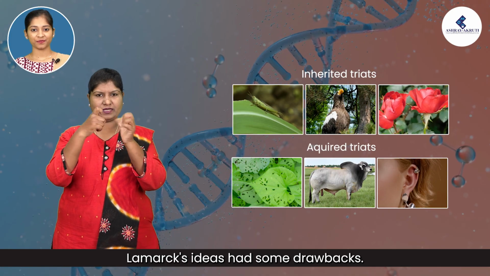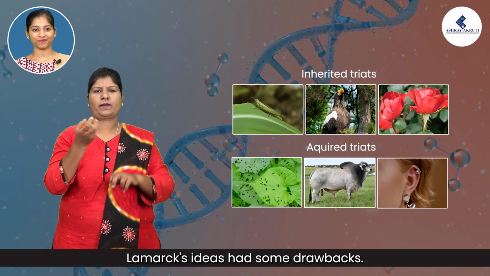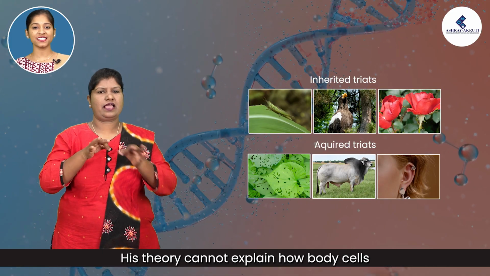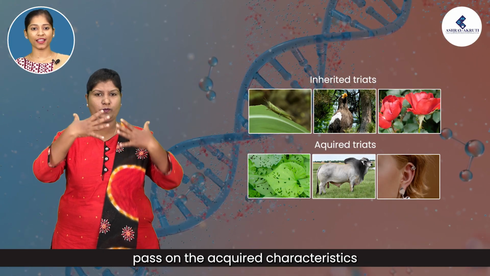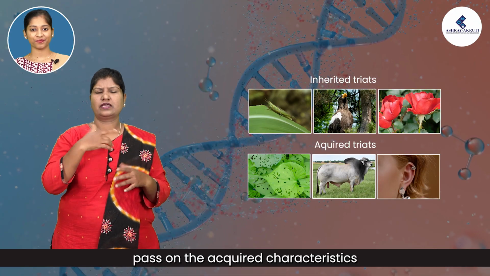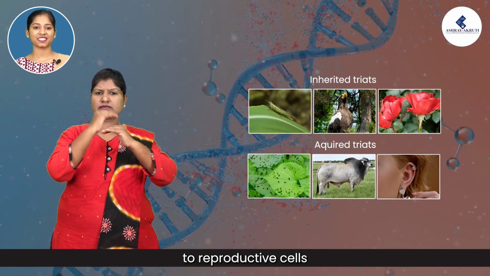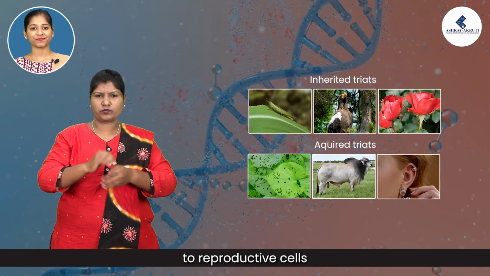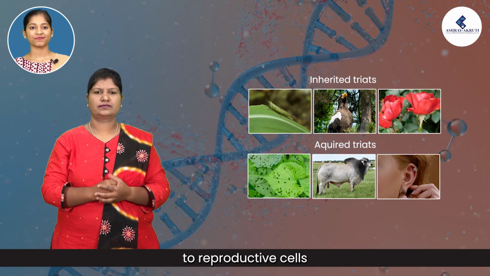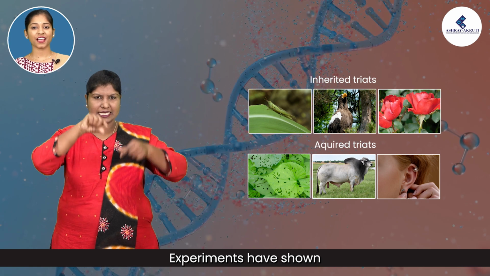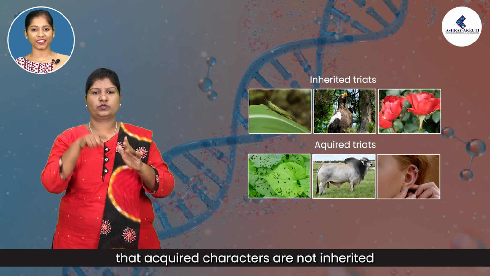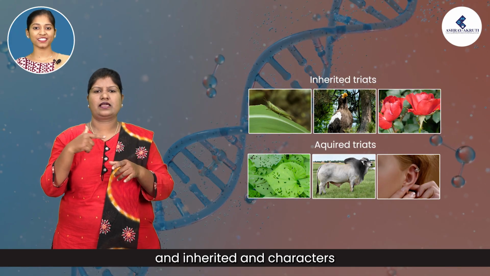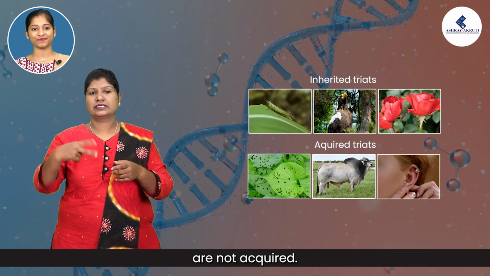Lamarck's ideas had some drawbacks. His theory cannot explain how body cells pass on the acquired characteristics to reproductive cells. Experiments have shown that acquired characters are not inherited and inherited characters are not acquired.